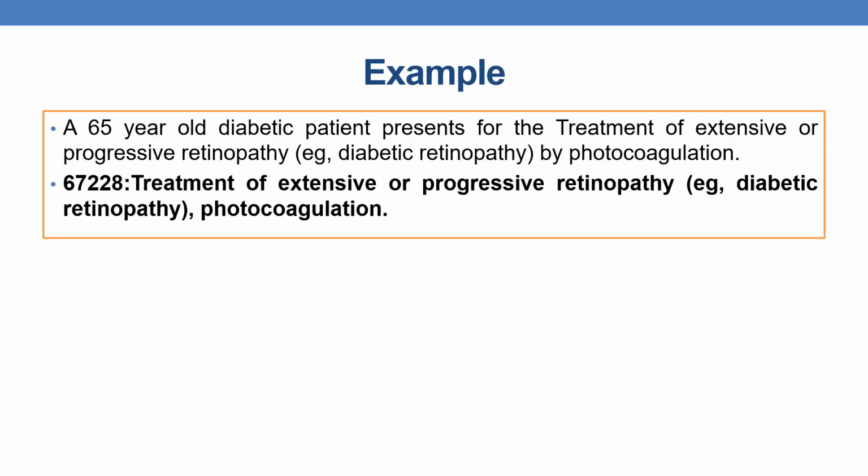Now let us see an example. A 65-year-old diabetic patient presents for the treatment of extensive or progressive retinopathy by photocoagulation. So here the CPT is 67228, treatment of extensive or progressive retinopathy by photocoagulation.